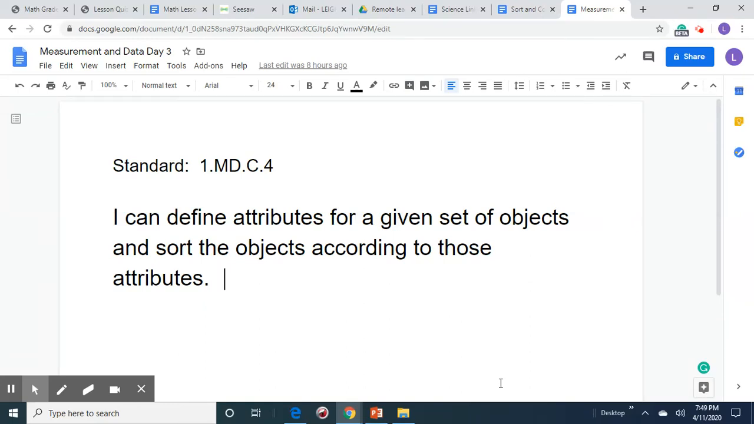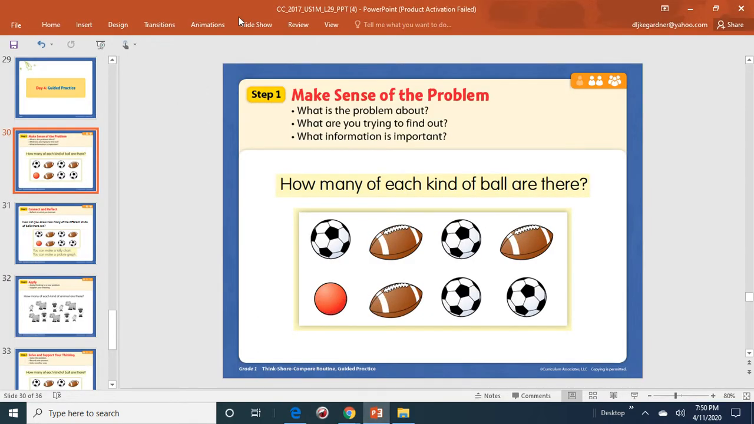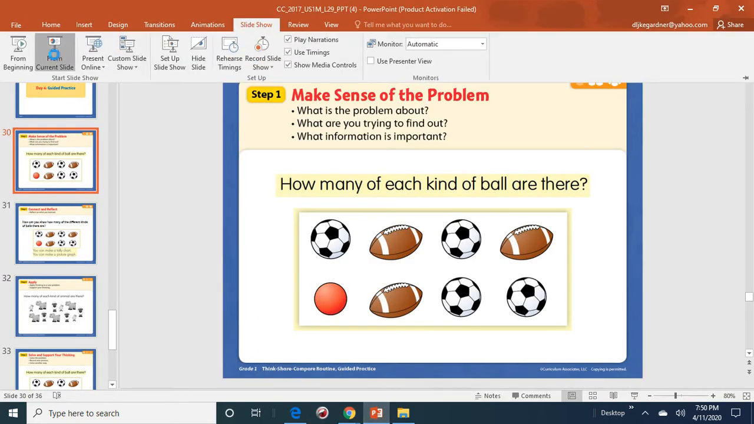Just a reminder that our learning objective is that I can define attributes for a given set of objects and sort the objects according to those attributes. I wonder what our objects are going to be today. Today, our objects are balls.